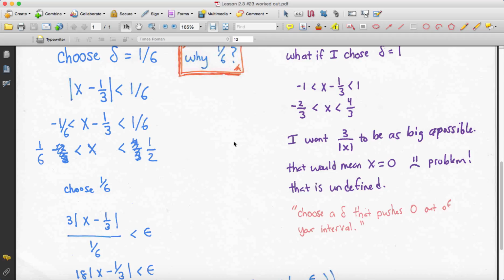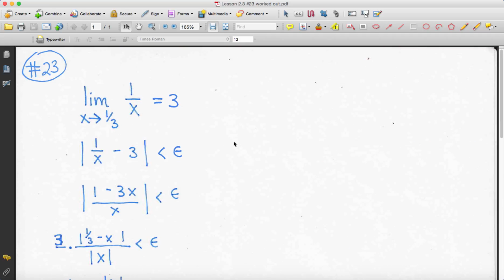So the moral of the story is that you do get to choose delta arbitrarily, but only arbitrarily up to a point, which sounds like a contradiction. And I guess it is. Choose delta in such a way that it pushes 0 out of your interval, or it pushes the number that would make the denominator 0 out of your interval. That's probably a better way to say it. All right, that is the proof.